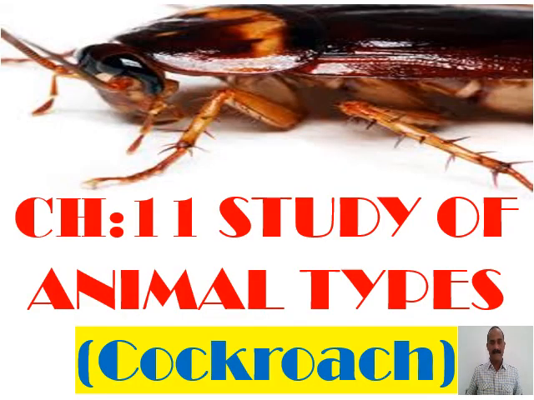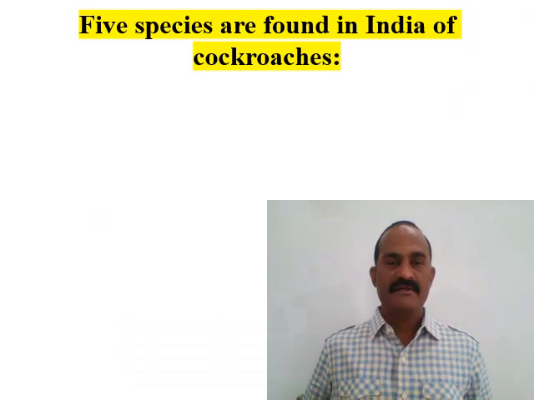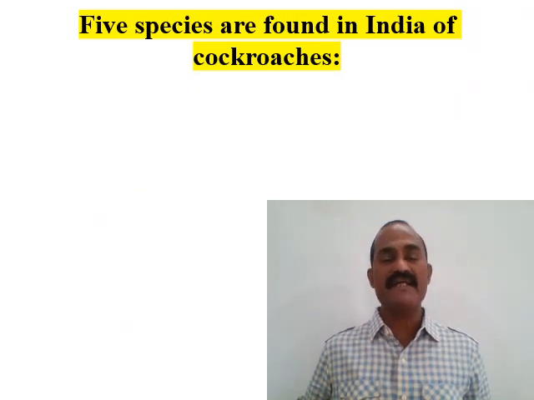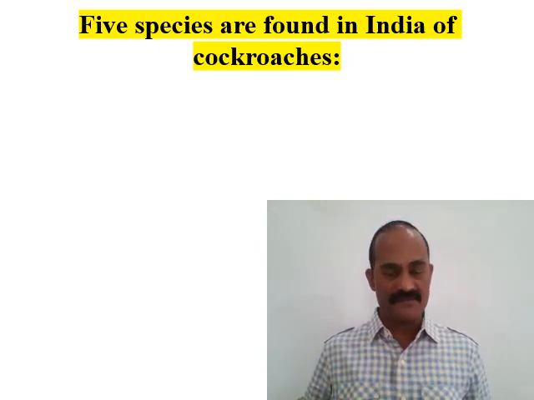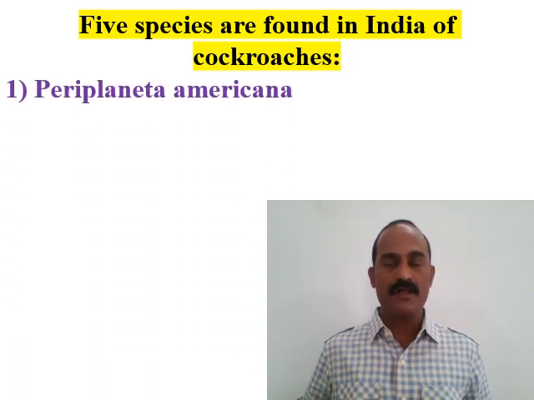Hello students. In today's video lecture, we are going to start with chapter number 11, that is study of animal types. And for your new syllabus, it is only one animal which is kept for type study, and it is obviously the cockroach, Periplaneta americana. Friends, as far as the Indian subcontinent is concerned, around 5 species of cockroach are found, and these include the most common one, Periplaneta americana.